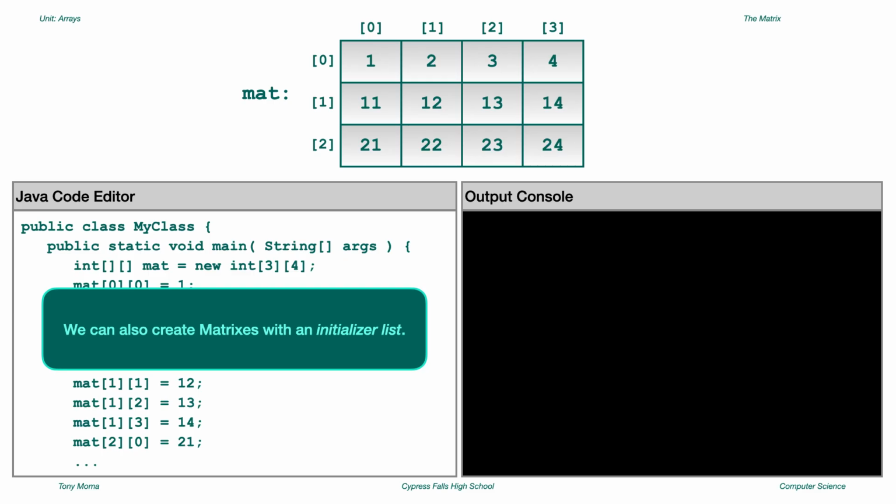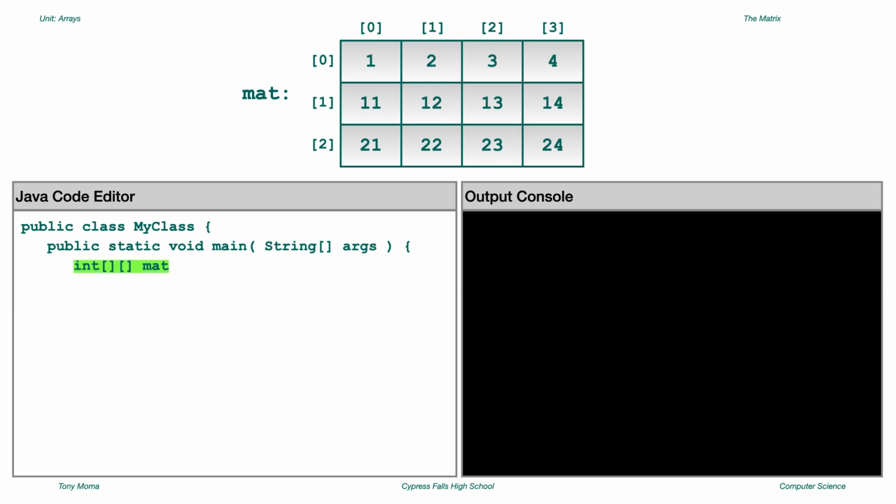So how would we do that? Well, on the left side would be the exact same thing. We'd once again type the word int, followed by 2 empty brackets to let the compiler know that we're making a two-dimensional array or matrix. Then we'll simply name it mat, which is short for matrix.